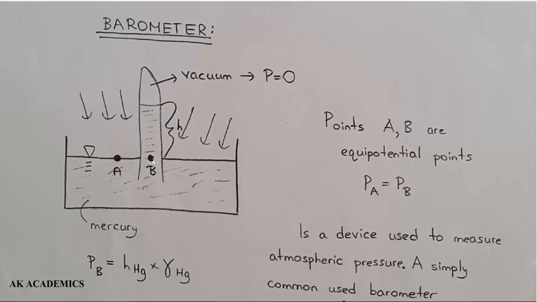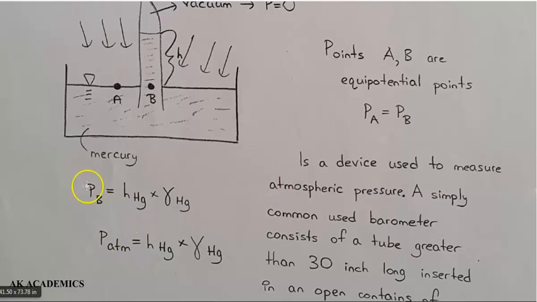They are equipotential points, so the potential at those 2 points would be the same. So let's say we have mercury as the liquid inside this particular container. We can say that the pressure at B would be equal to the height of mercury multiplied by the specific weight of mercury. Atmospheric pressure will be equal to the height of mercury multiplied by the specific weight of mercury.